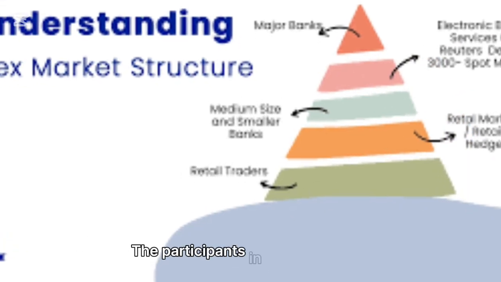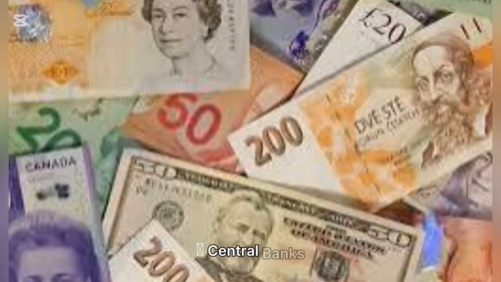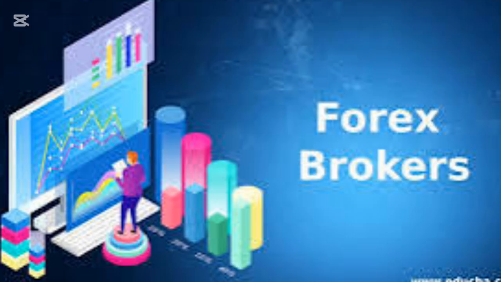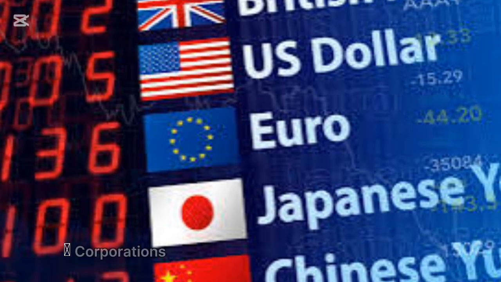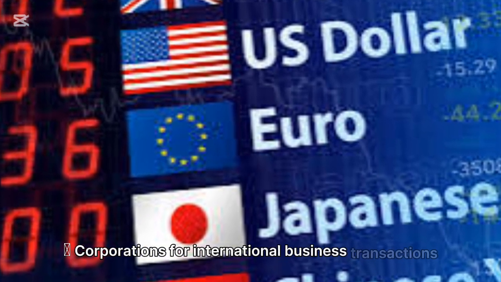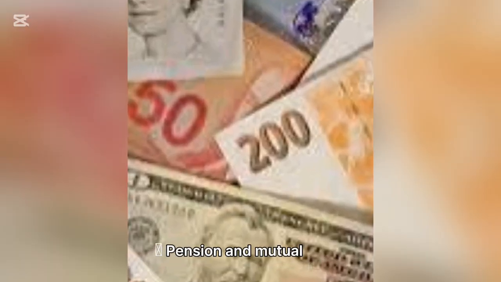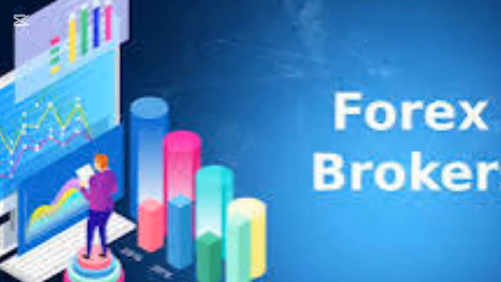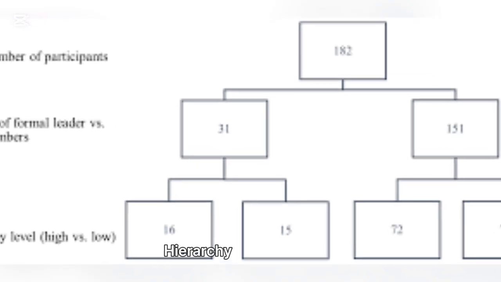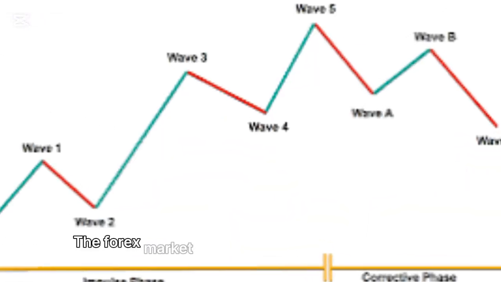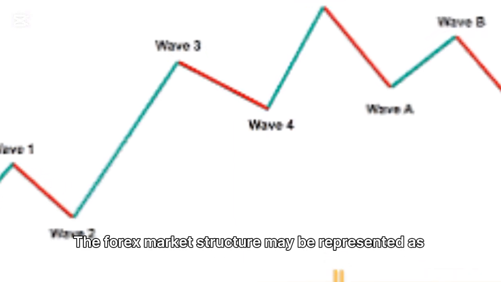The participants in this market are central banks, major commercial banks, investment banks, corporations for international business transactions, hedge funds, speculators, pension and mutual funds, insurance companies, and Forex brokers. Hierarchy of participants: the Forex market structure may be represented as shown below.